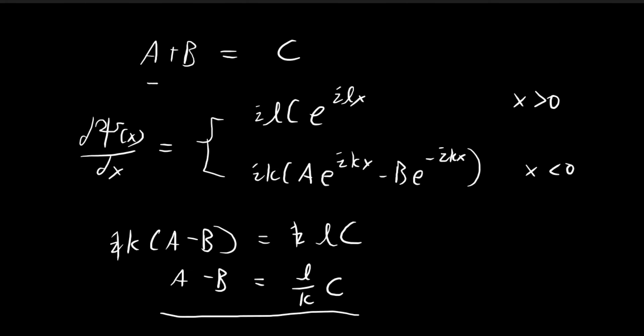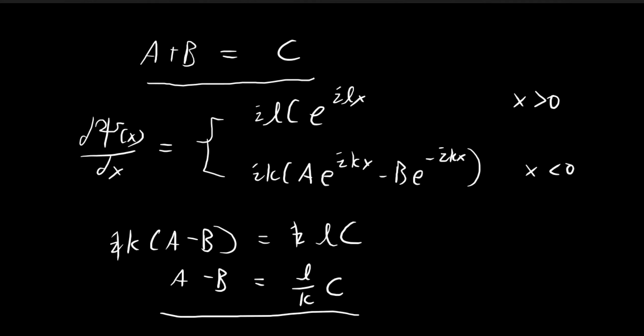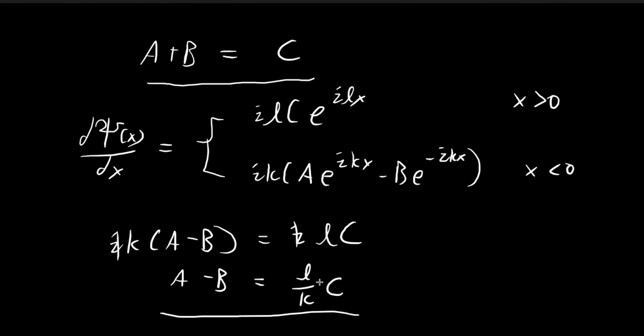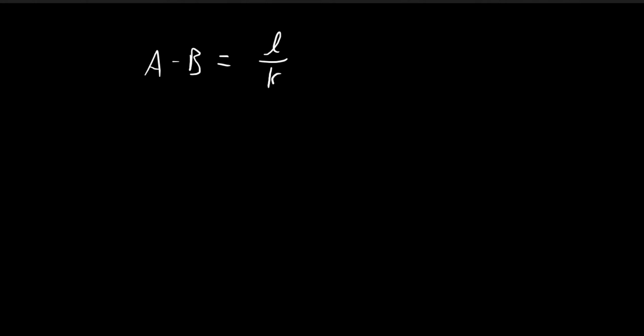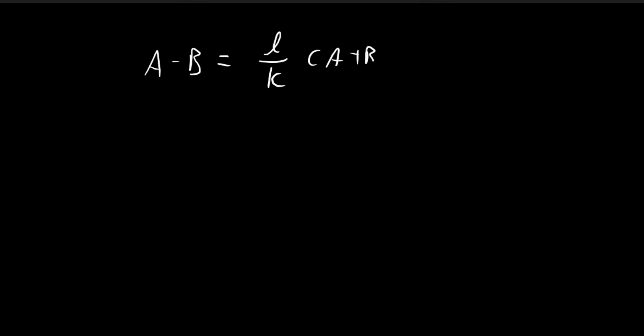So now we have these two equations that we can use, which would help us derive the reflection coefficient. Since a plus b is equal to c, I can take this expression, a minus b equal to l divided by k times c, and instead of writing c, I'm just going to write a plus b. And then dividing both sides by a, this becomes 1. So in the end, you get something like this.